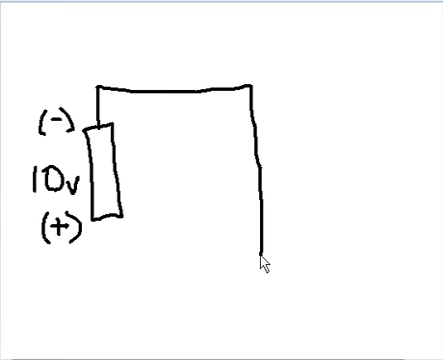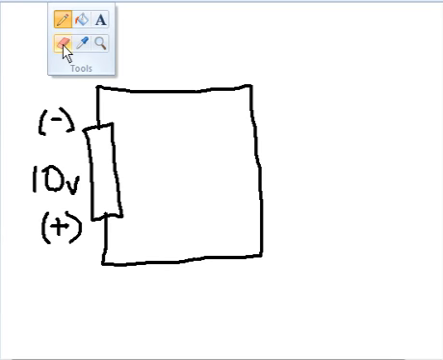Here I have a battery, and that battery contains 10 volts. Here's the negative end, and here's the positive end. Let's draw the circuit connected to the battery. Up, over to the right, down we go, over to the left, and up we go. There's our circuit, but we forgot something.